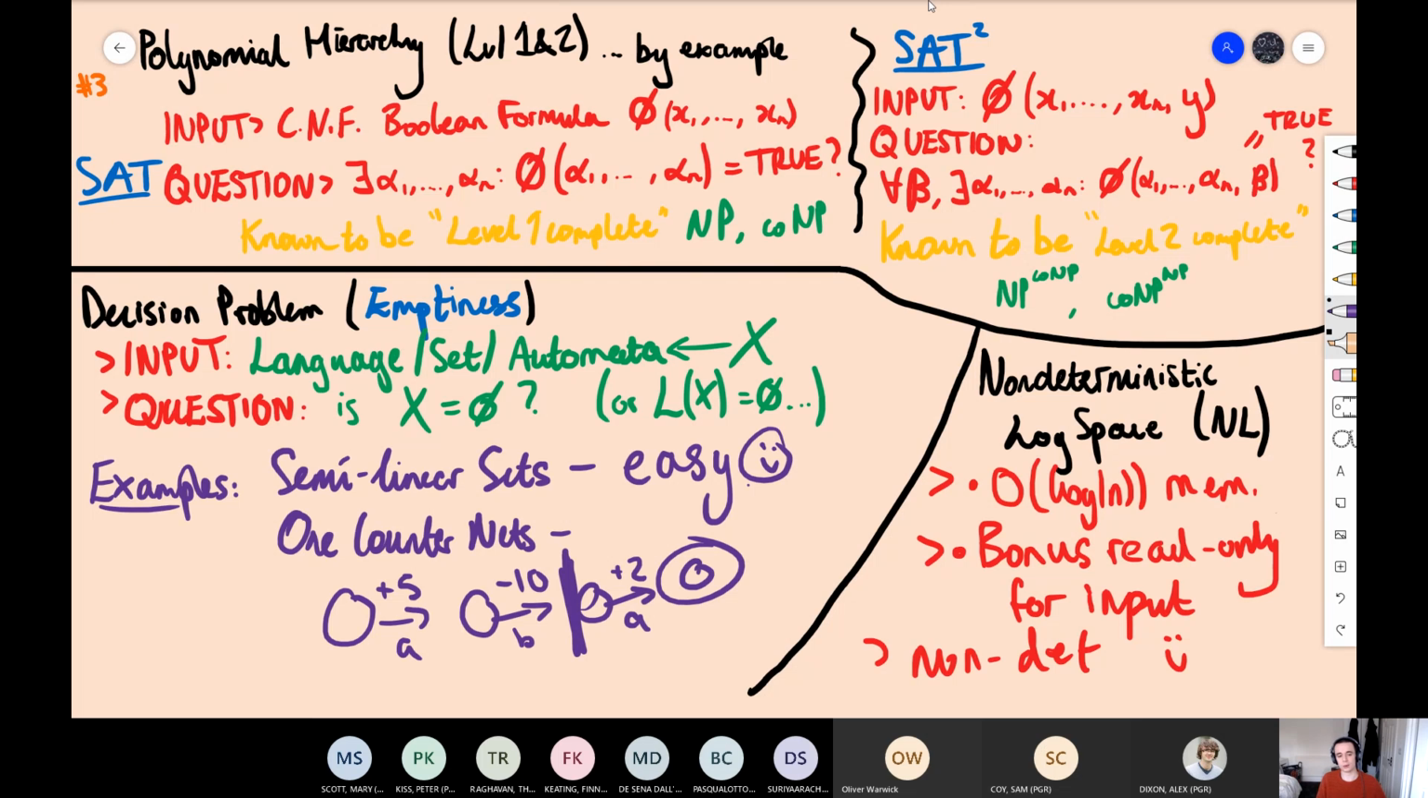So maybe emptiness for one counter net is a little bit more difficult, sorry. Probably not easier, but just as an example, you can imagine the thought process that might need to go into this. You kind of have to care about every possible component of the one counter net.